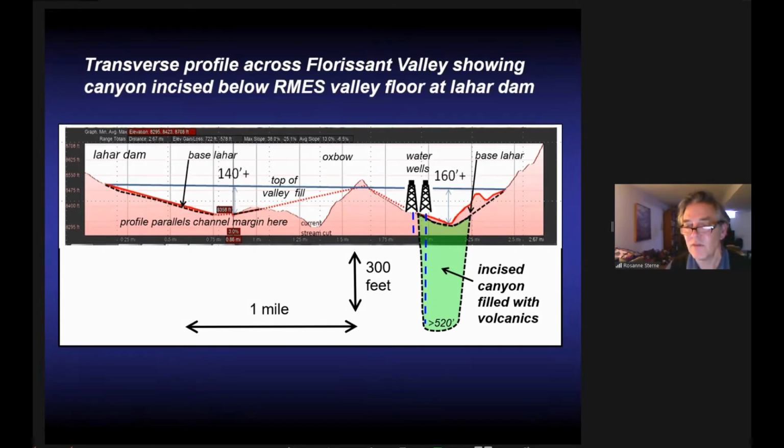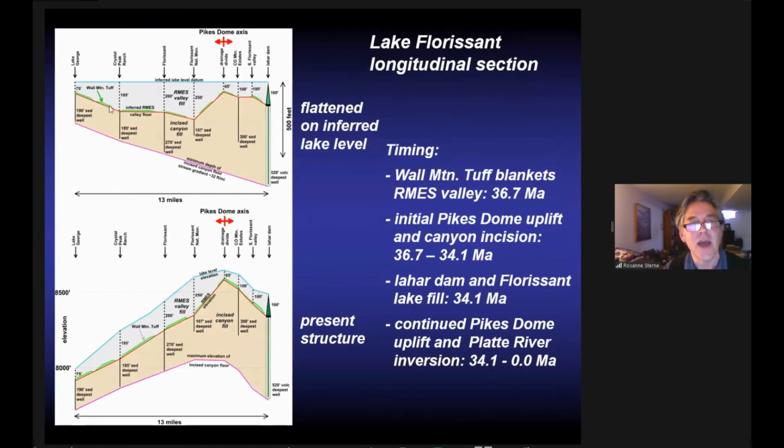And so what's the meaning of that? What is that? Well, we can now add that back to our longitudinal profile. Here's what the minimum depth of the incised canyon floor would look like going from Lake George over to the Lahar Dam, and then this is its current structure. So again, we have some indication possibly of Pikes Dome, and then it continues folding later in time.